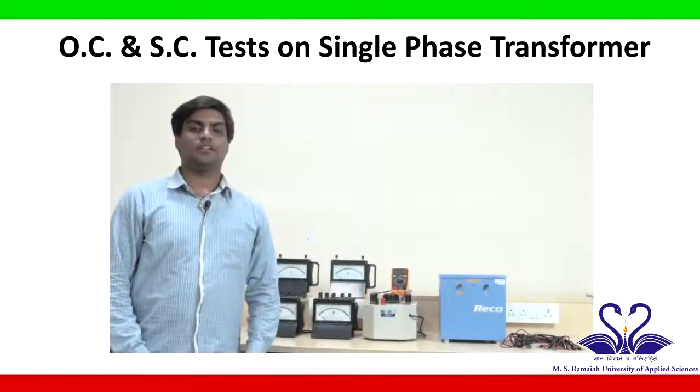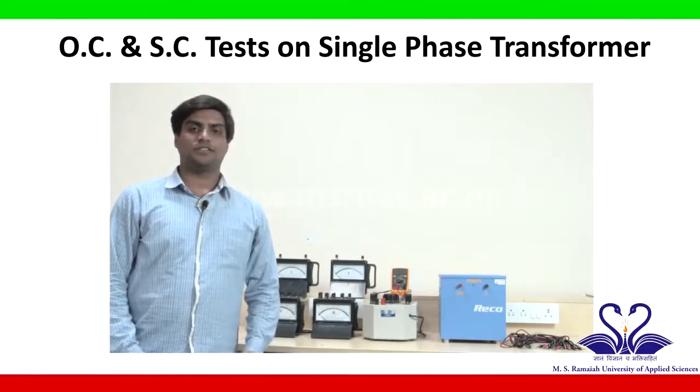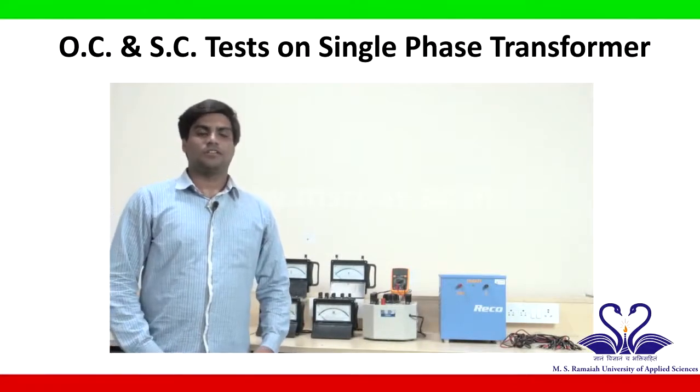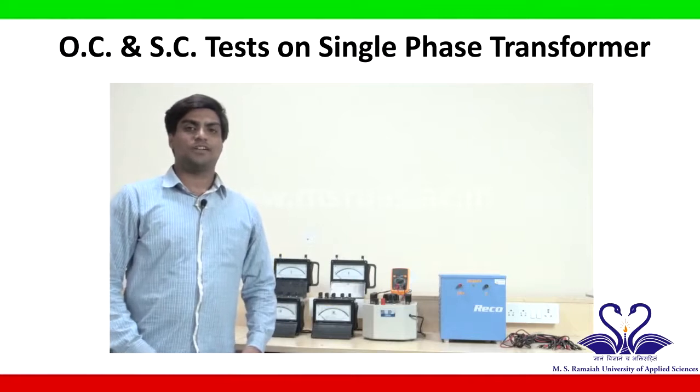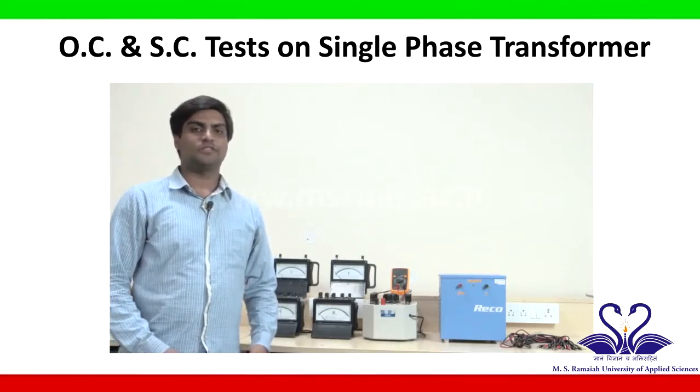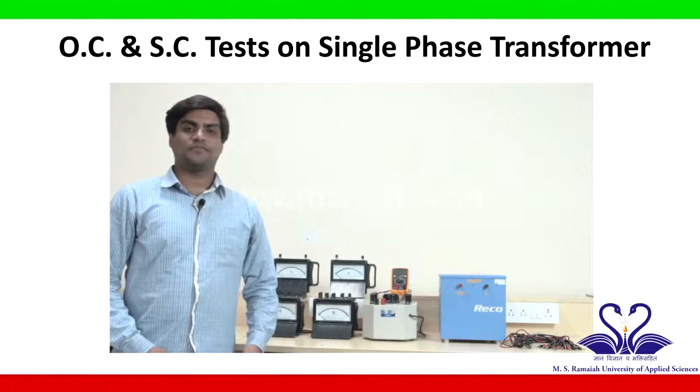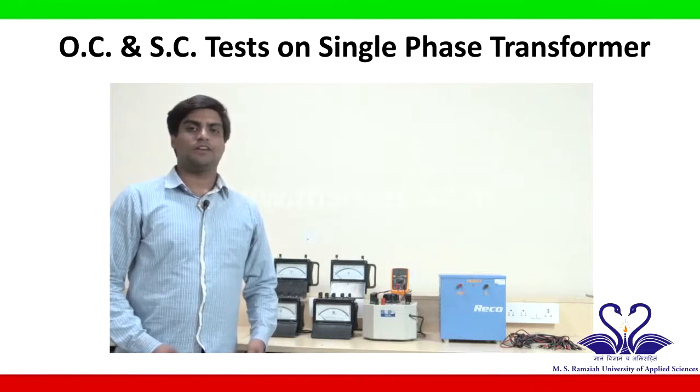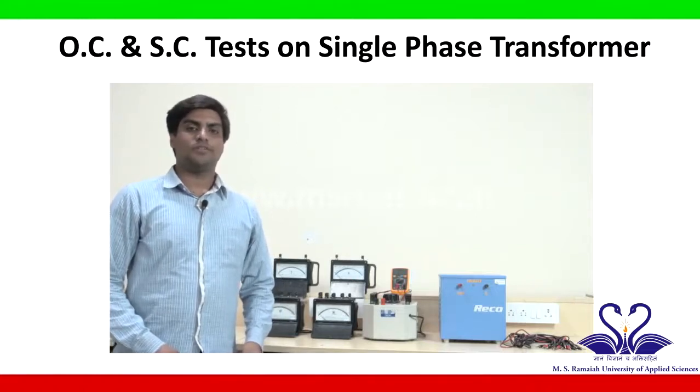Hello students, let us perform OC and SC test on a single phase transformer. Tests on single phase transformer are basically conducted to find out the losses in transformers. Losses in transformers are classified into 2 types basically: one is iron loss and the other is copper loss. Performing this experiment, we are trying to find out the copper loss and iron loss in the transformer.